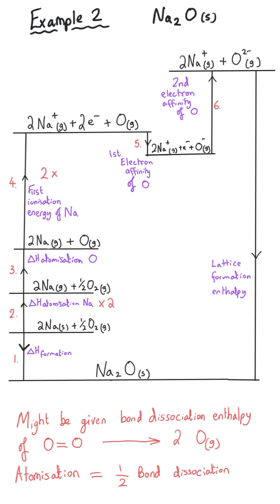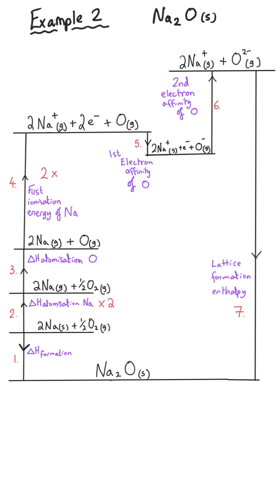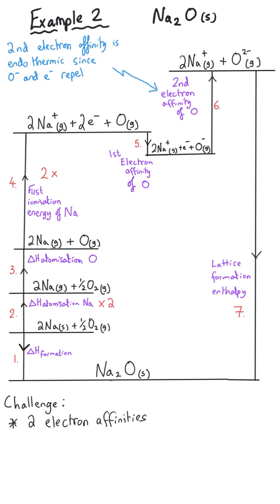And so we've now got our gaseous ions on the top right. Remember, this arrow is pointing upwards because it is an endothermic process, because energy needs to be put in to overcome the repulsion between the O- ion and the electron that is being gained.